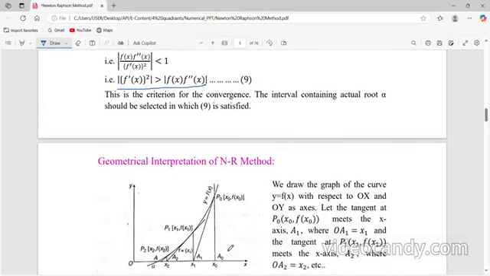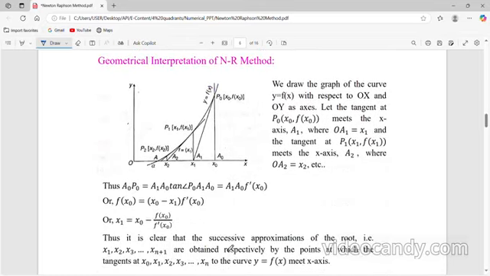Next is the geometrical interpretation of the NR method. Here is the geometrical interpretation. We draw the graph of the curve y = f(x), with respect to OX and OY as axes. Let the tangent at P and let the tangent at P0.